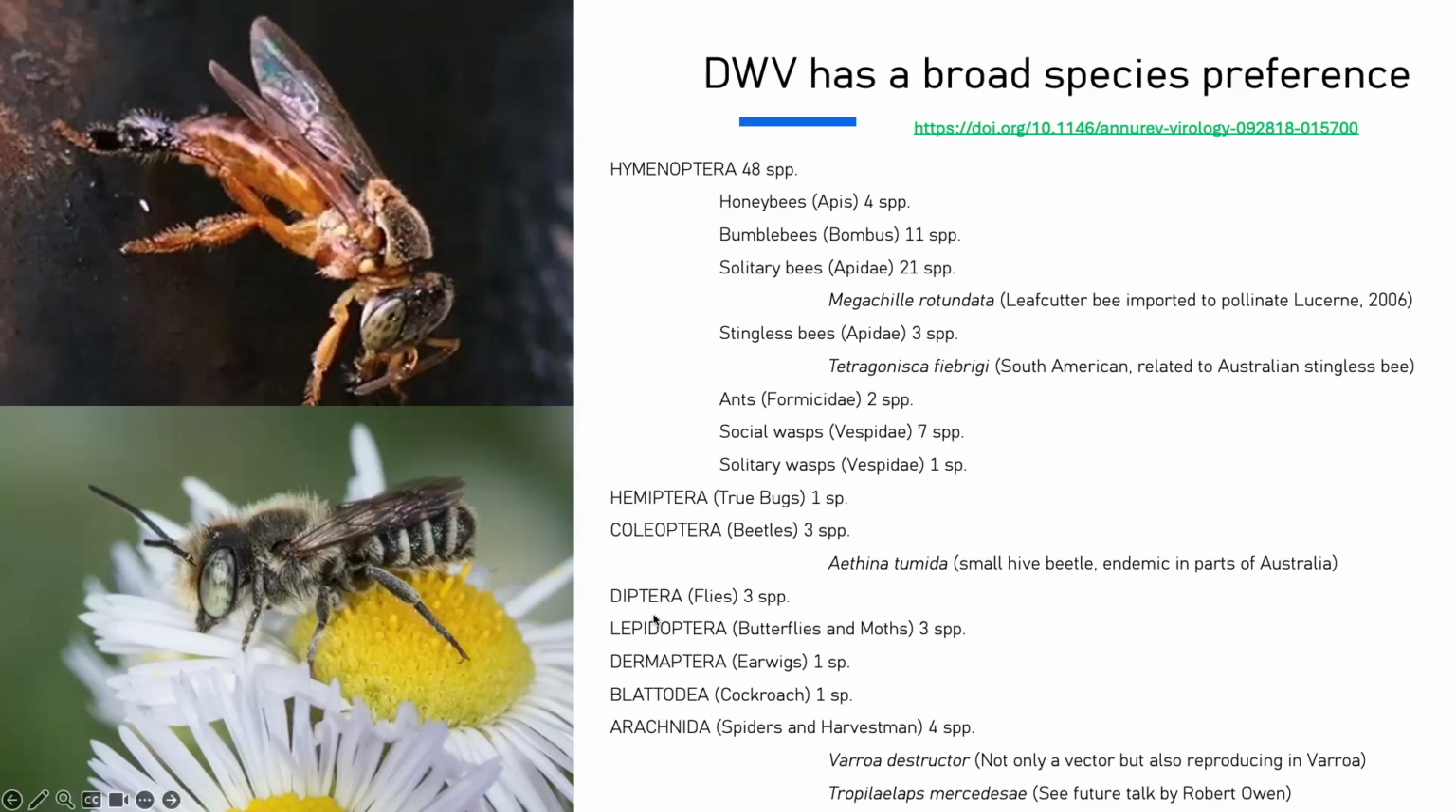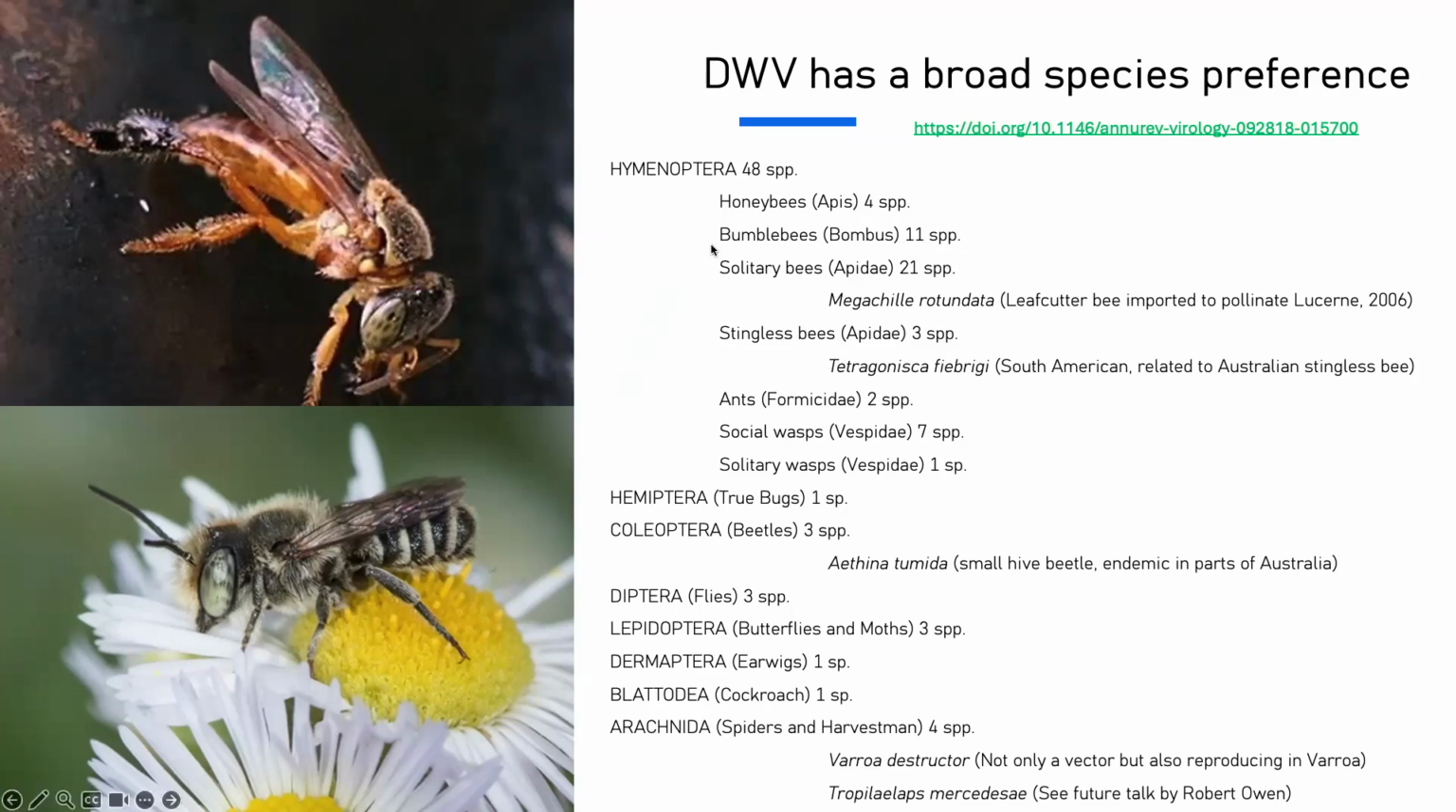Flies, including drone flies, which again have been used for pollination, can be infected as well with deformed wing virus. Some species of moths and butterflies, earwigs, cockroaches, spiders, and harvest moths, including in that range, of course, Varroa destructor and Tropilelaps. From this slide, it's clear that deformed wing virus can infect a very wide range of species. Obviously, this is a study that was done overseas because we don't have deformed wing virus.